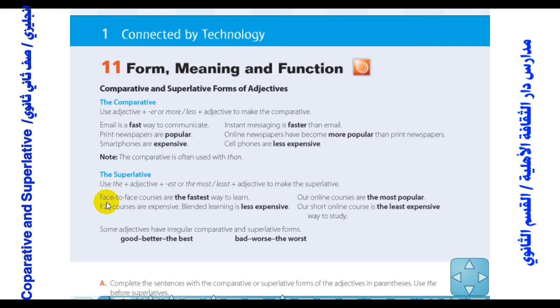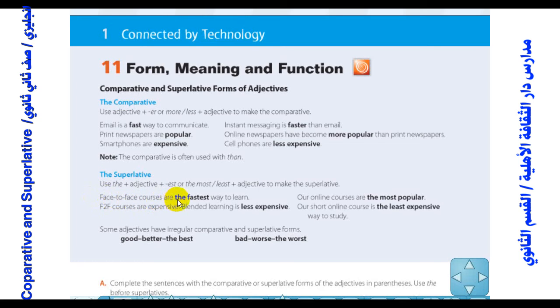We form the superlative by putting the most or the least before long adjectives. For example, a lion is the most dangerous animal in the world. Another example, Hassan is the least handsome boy in our class. Okay, now look at these examples.